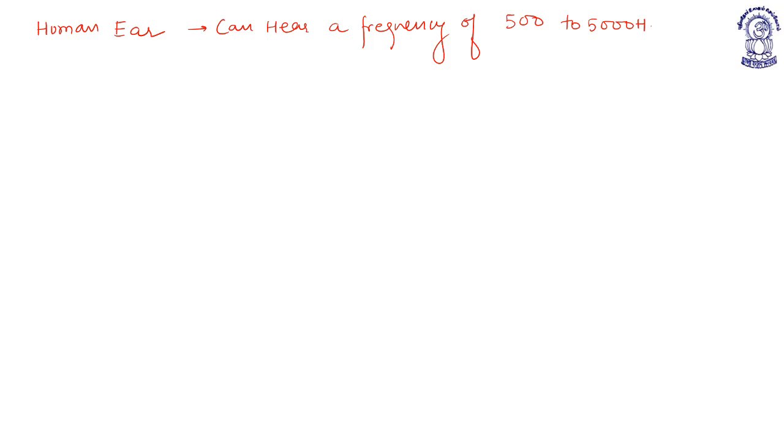Human ear can hear a frequency of 500 to 5000 hertz. It can hear the complete range of frequencies from 20 to 20,000 hertz only with intense sound. Sound energy is measured in terms of a unit called decibels.